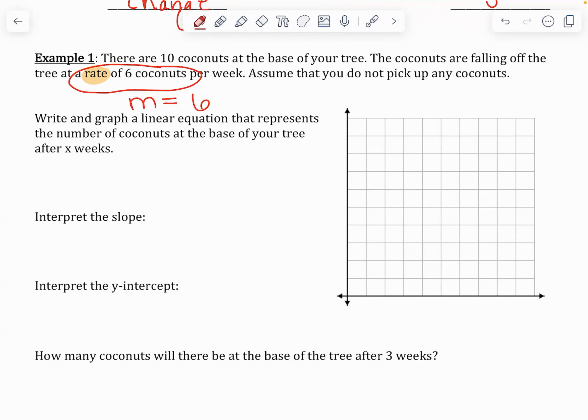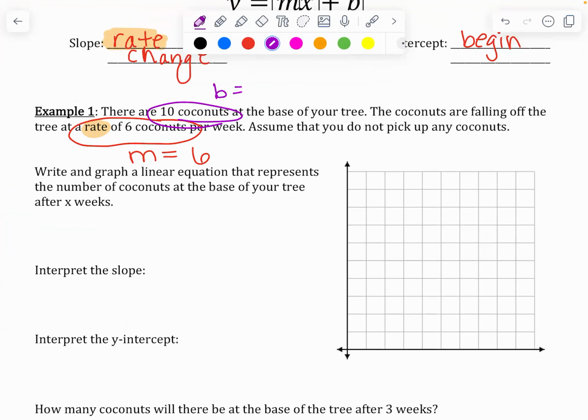Can you write m equals 6 right there? Circle the word rate or highlight it if you have a highlighter. Okay, rate is an important word. Another word that is going to be important to look for is the word per. Like if it says 6 coconuts per week, that's important. If it said 6 coconuts each week, that would be an important word. Okay, so then do we have a starting number of coconuts? 10 coconuts is what we start with.